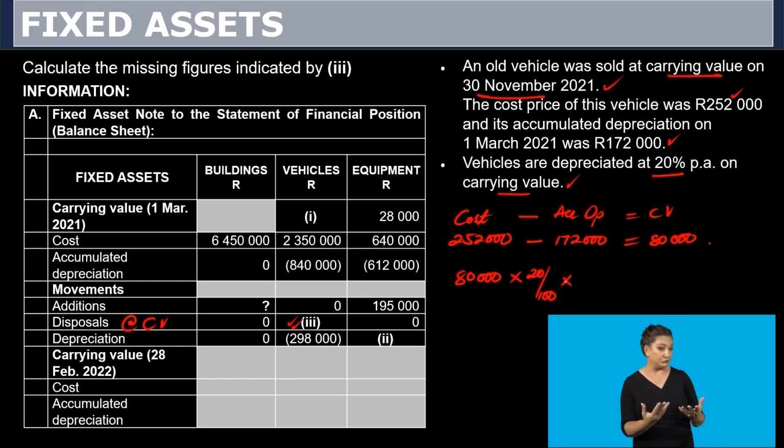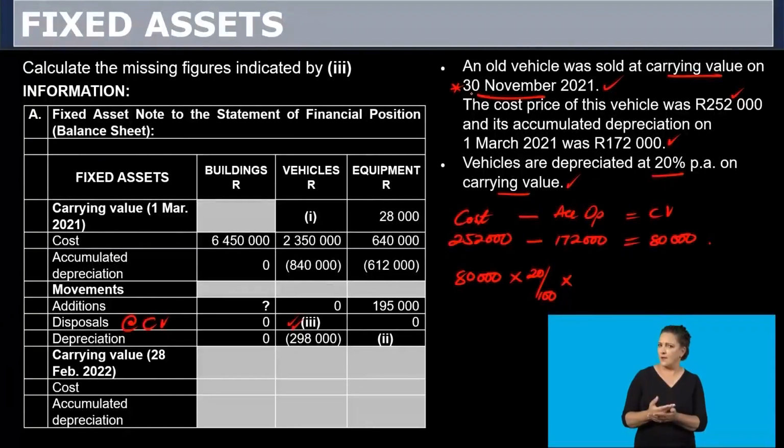I need to know for how many months I had the asset for. And this financial year is ending in February. So I will now say from March, which is the beginning of the financial year, up to November. I want to encourage you in the exam, use your fingers. So you say March, April, May, June, July, August, September, October. Do I count to November? Yes, because it is 30 November. How many months do I get there? I get 9 months. So I come here, then I say 9 over 12.